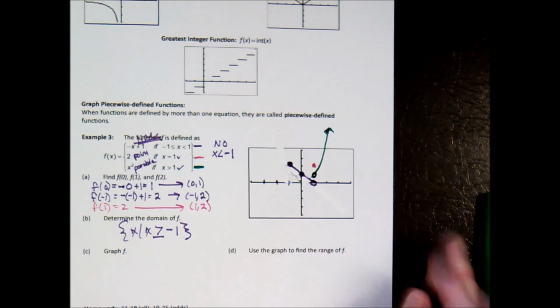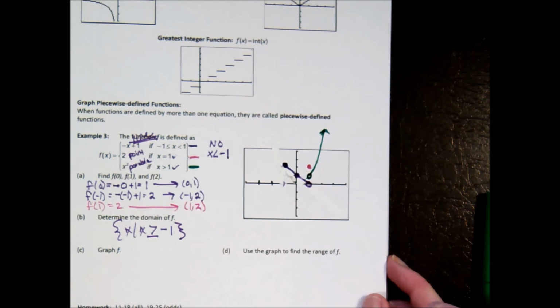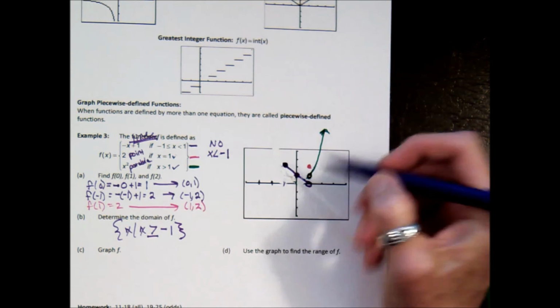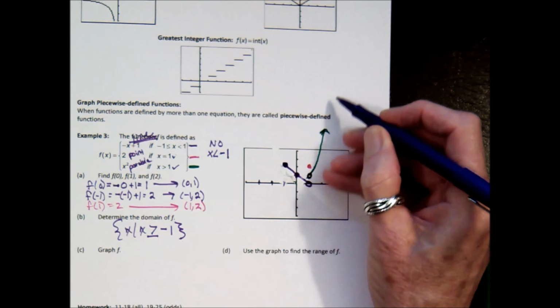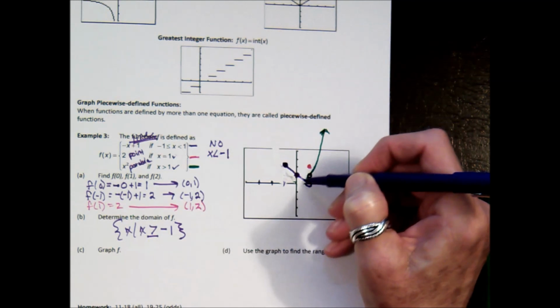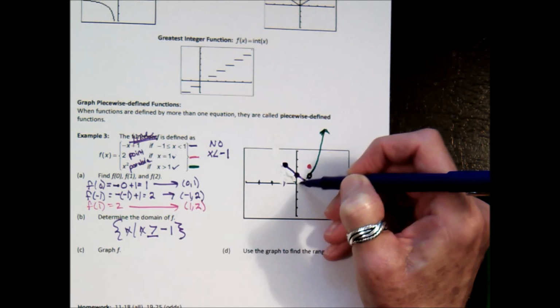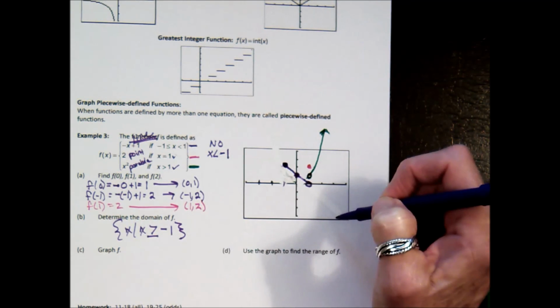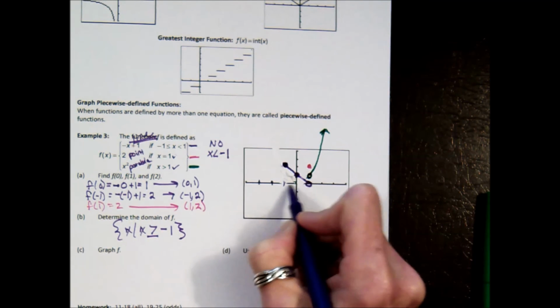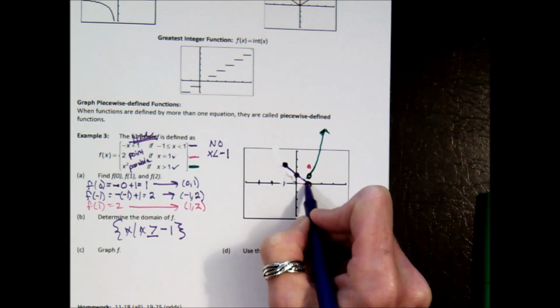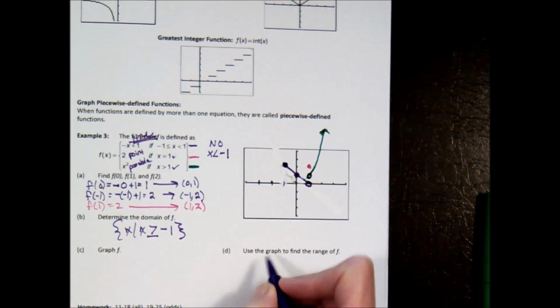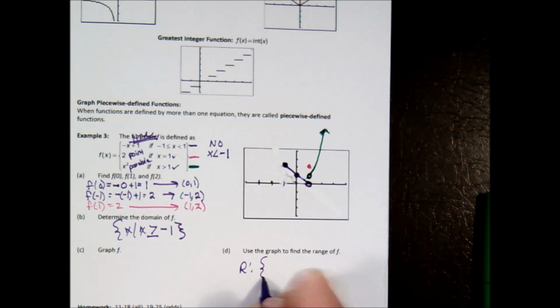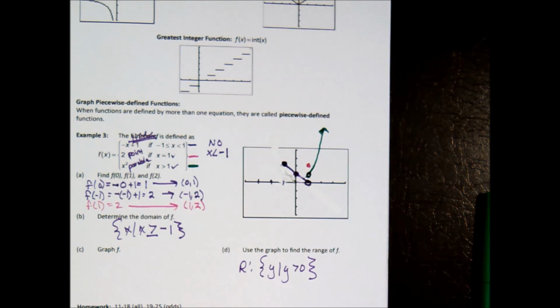And then use the graph to find the range. Well, the range are the y values. So we can see going up, y can go all the way up to infinity. Is there anywhere where y is allowed to be down in here in the negative range? No. And is y actually allowed to be 0? No, there's a hole there. So the range is the set of all y such that y is greater than 0. So that is a piecewise function.